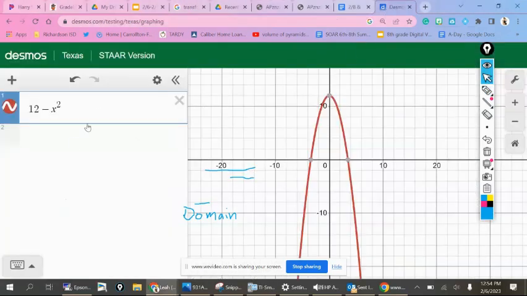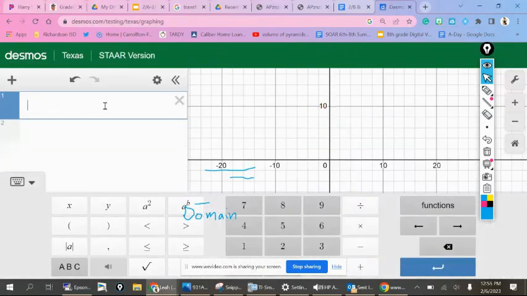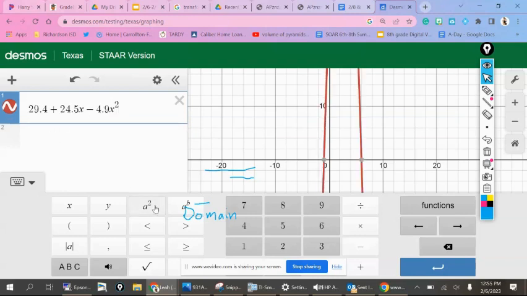Okay, so we're going to type this into Desmos exactly how we see it. I'm going to go to Desmos and type that. It's going to be negative 0.5, oh, that's the wrong one, my bad. 29.4 plus 24.5x. We're going to use x instead of t, minus 4.9x squared. Okay, so now we're going to see how long it traveled against the x-axis.